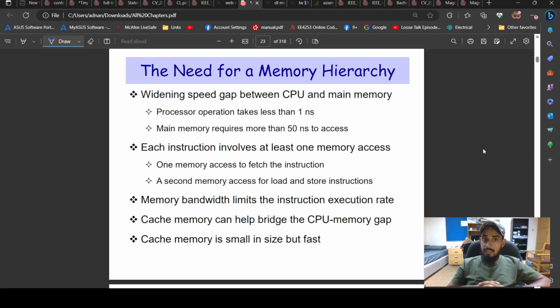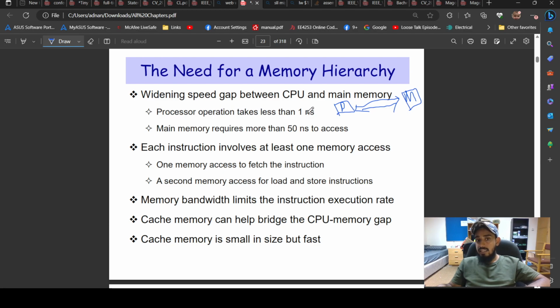Okay guys, in this lecture we are going to study the memory hierarchy and why we need it. From here we can see the widening speed gap. As you know, there is the processor, and here it is memory. Between the processor and the memory, there are the buses. Whenever we access data, we go through the address bus and the data bus. So it's a very wide gap.